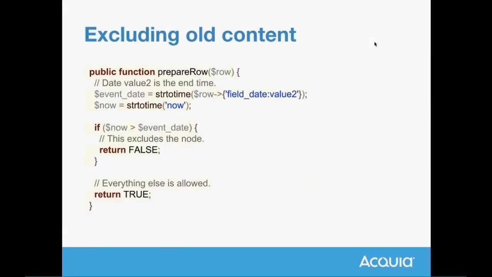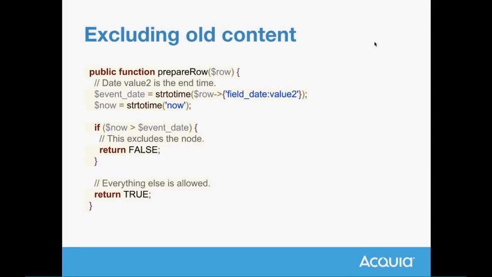The other thing we wanted to do was exclude the old event content. So in the function prepare row, you do this kind of stuff. This allows you to modify your incoming data if you wanted to. Like I mentioned before, if your date was in the weird format and you wanted to change it to a different format, you could do it here.